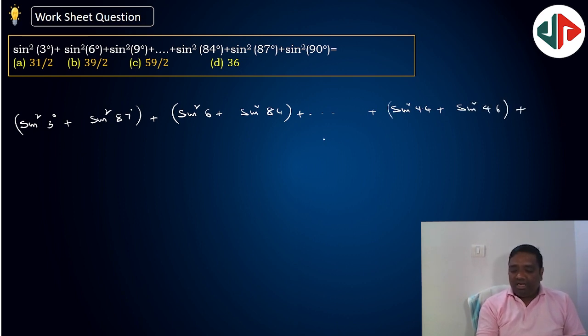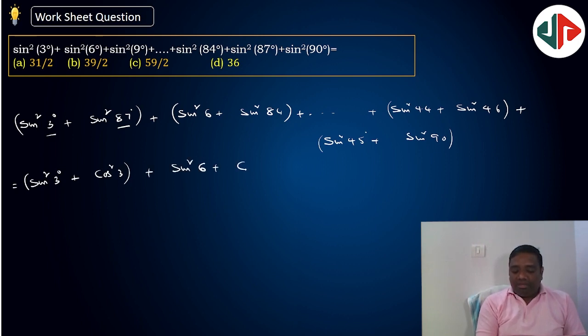And finally, what are the remaining here? Sine square 45 degrees plus sine square 90 degrees. This is one. But this is very clearly 3 and 87 are complementary angles. Can we rewrite this value as sine square 3 degrees plus cos square 3 degrees only. Similarly, this is also sine square 6 degrees plus cos square 6 degrees, plus so on. Sine square 44 degrees plus cos square 44 degrees.